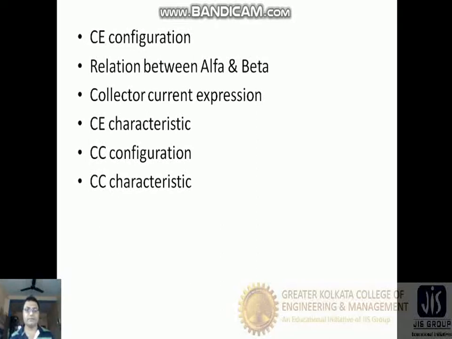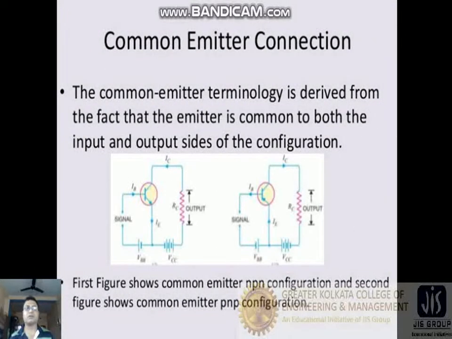So let us begin. First comes the common emitter configuration. In the case of the common emitter, the terminology is derived from the fact that the emitter is common to both the input and the output side of the configuration. In this figure you can see two types of transistor used. One is the NPN transistor, another is the PNP transistor. In the case of the NPN transistor, the signal is applied to the base, and also for the PNP transistor the signal is applied to the base. So base is the input terminal of the transistor.